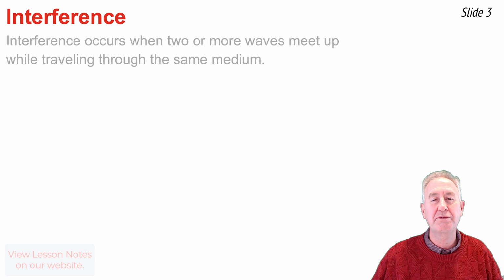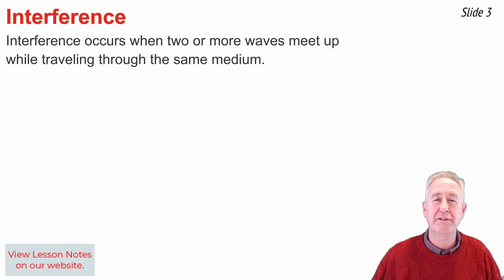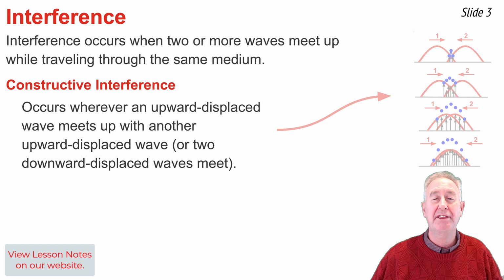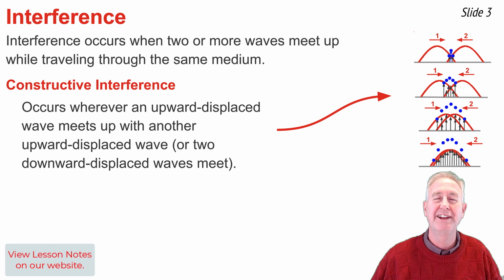Interference of waves occurs when two waves meet while moving through the same medium. There are two types of interference, constructive interference and destructive interference. Constructive interference occurs when an upward displaced wave meets up with a second upward displaced wave. At the time of interference, the resulting displacement of the medium is greater than the displacement of the individual waves. Constructive interference can also occur when two downward displaced waves meet while moving through the same medium.